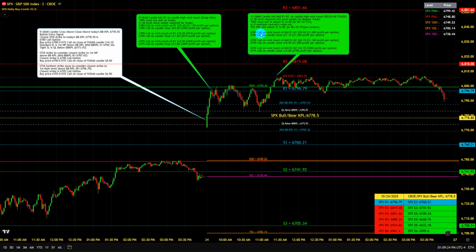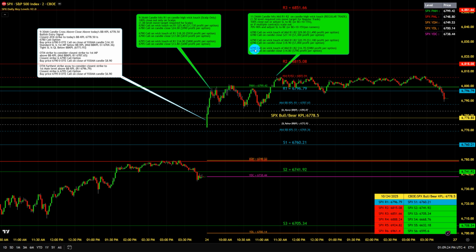The 67.80 at the money call at the wick touch of this mid R1, R2 is $29. So that's $1,490 profit per option. If you instead got out on the candle close, it's $27.10, so that would be $1,300 profit per option. For the slightly out of the money 67.90 option, the wick touch of the mid R1, R2 was $20.70, so that's $1,180 profit per option. If you instead wait until the candle close, it's $18.90, which is $1,000 profit per option.